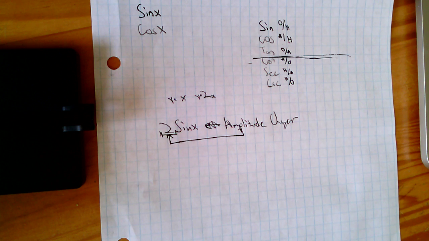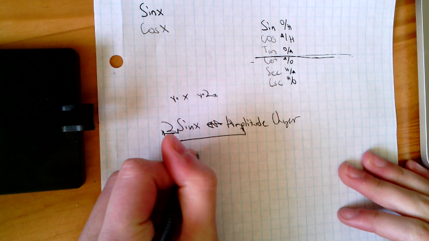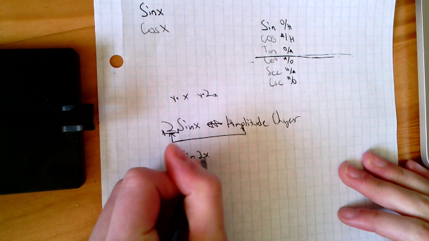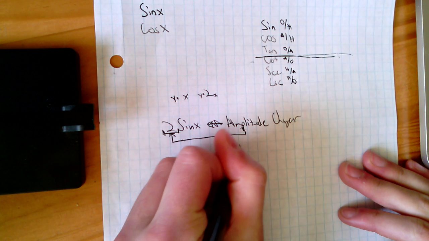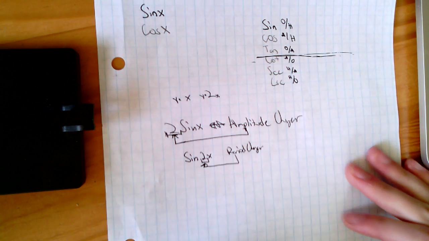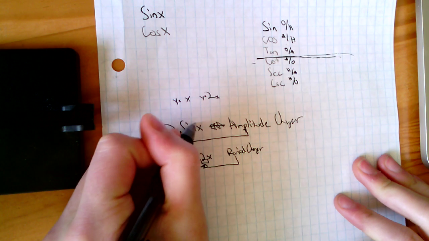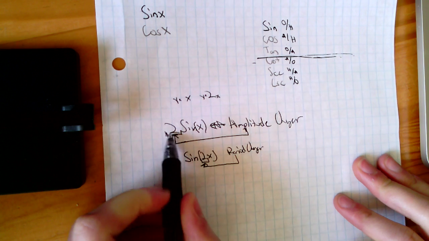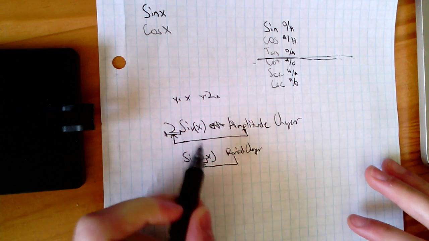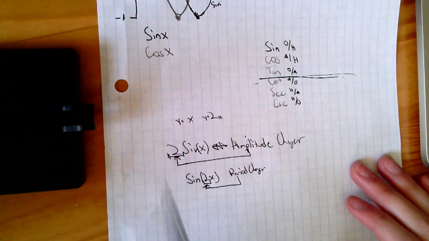Now, if you want to change the period, that's a little more complicated. Sine of 2x. This would be the period changer. The period is the length of the wave. And you would do that by, instead of doing it on the outside of the function, doing it on the inside of the function. Because it's two different things. It's two very different things. One is changing the amplitude, and one is changing the period.